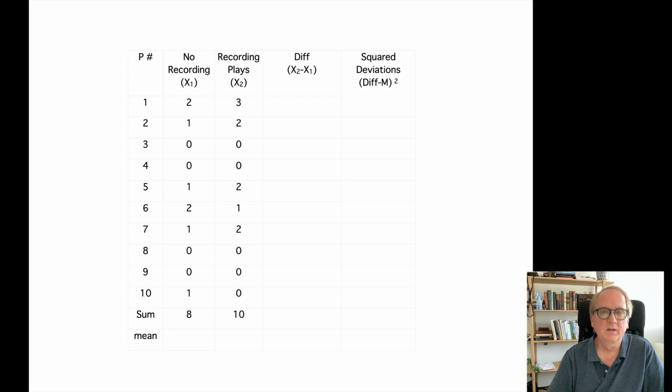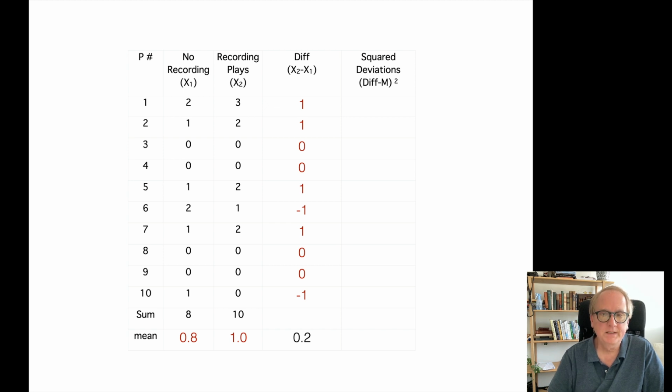But I really want to focus on that fourth column, the difference, the X2 minus the X1. So I'm going to take each person's X2, subtract the X1 from it, and put the difference there. And you can see now in red that 3 minus 2 is 1, 2 minus 1 is 1, 0 minus 0 is 0, and so on. I do have participant number 6 who had 1 yawn when the recording was playing, but 2 yawns when it wasn't. So they end up getting a -1.